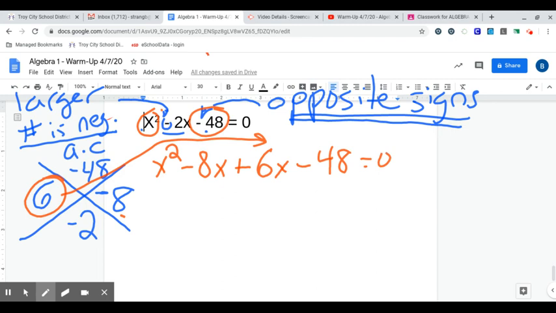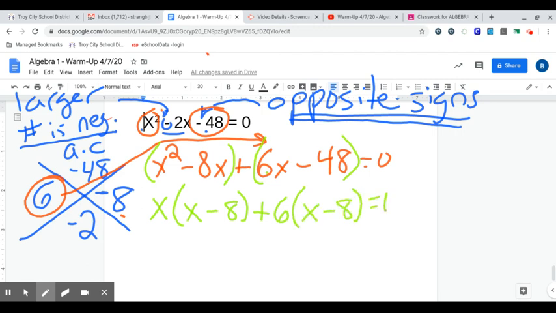So now I look to see what can I pull out term-wise. I'm going to group these guys. I can pull an x out. So I'm left with x minus 8 inside plus 6 and 48. I can pull a 6 out. So I'm left with x minus 8 on the inside.